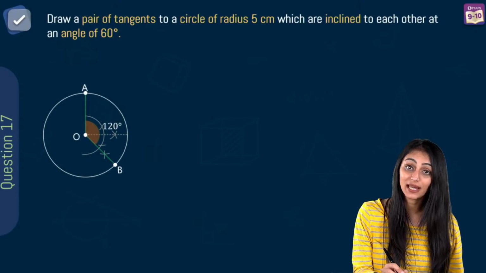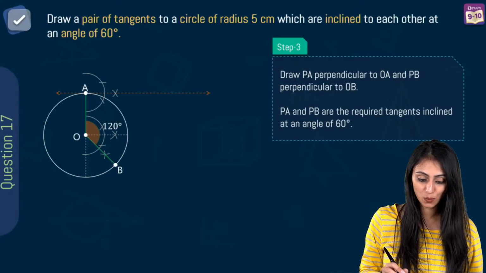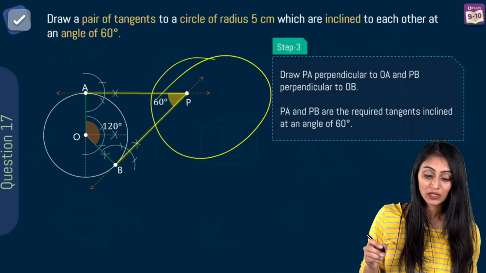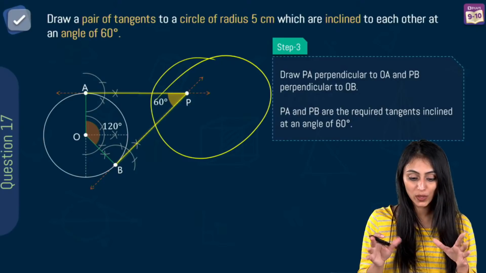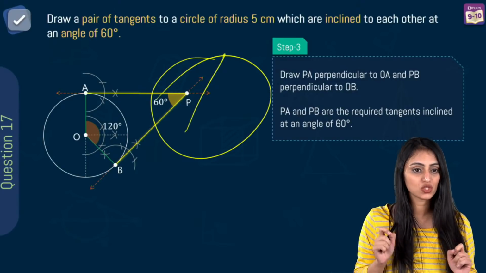We know that radius and tangent are perpendicular, so we will mark 90 degree angles at these two points. Let's draw 90 degree angles. And both the tangents will be joining at a point, and that angle would be 60 degree. At the end, you should cross check the angle using a protractor. Please do check it.